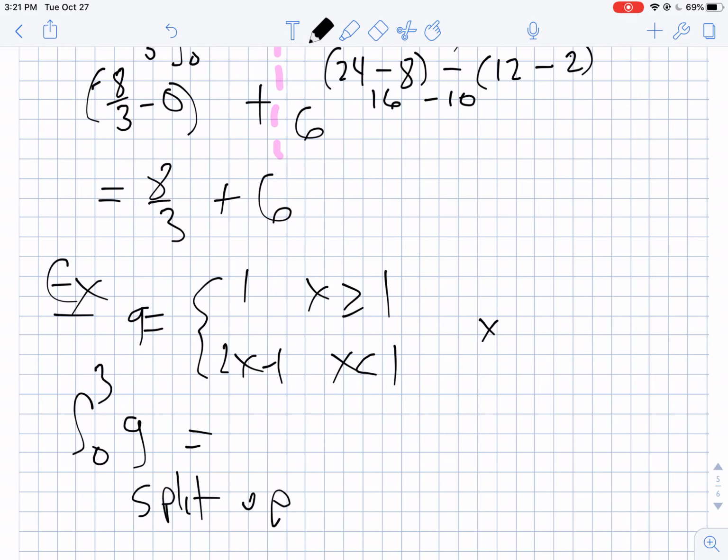Okay, so I split it up at x equals 1. That's a transition. So as I go from 0 to 1, I'll integrate 2x minus 1. As I go from 1 to 3, I'll integrate 1. And I do those two integrals and I add them together.